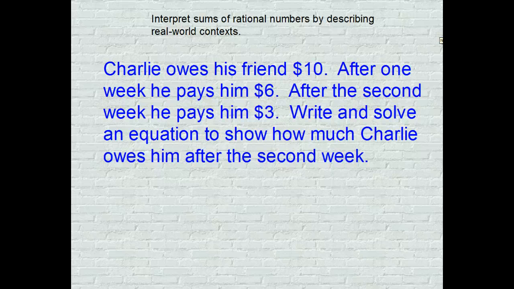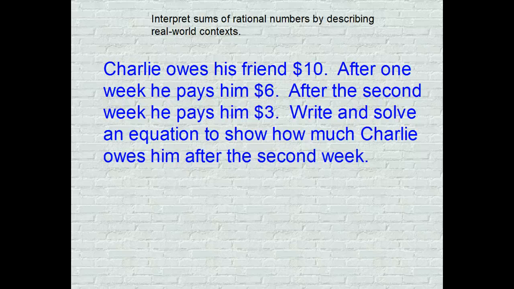Last problem, we're going to take this and describe a real-world situation. Again, taken right from the standard. Charlie owes his friend $10. After 1 week, he pays him $6 back, and after the second week, he pays him $3 back. Write and solve an equation to show how much Charlie owes him after the second week. In word problems, I like to read them multiple times. I'll let you do that on your own. And basically it says we have to write an equation and then solve it.